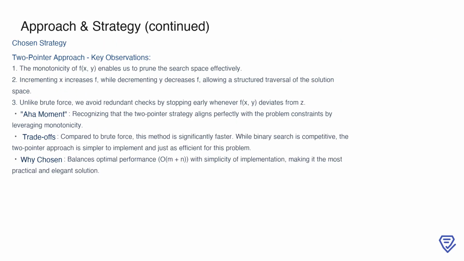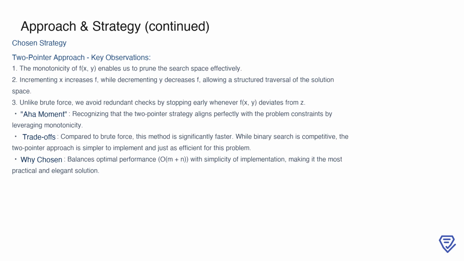Ultimately, we chose the two-pointer approach as the most suitable solution for this problem. The key observations that led to this decision include the monotonicity of the function, which allows us to prune the search space effectively. By incrementing x to increase the function value and decrementing y to decrease it, we can systematically traverse the solution space without redundant checks.